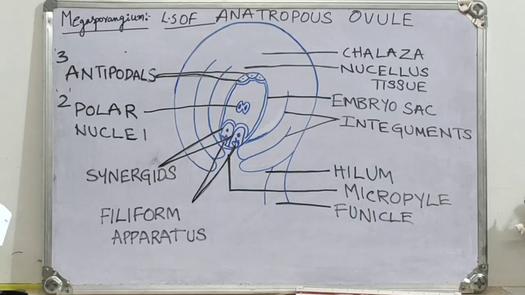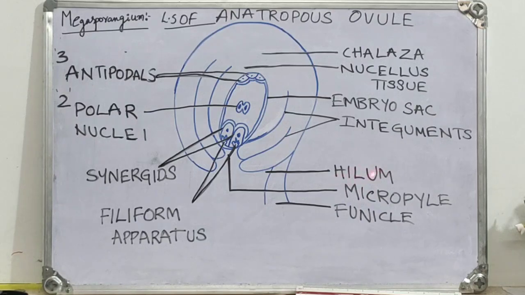First of all, the ovule is a small structure attached to the placenta. This ovule is attached to the placenta by a funicle. This is a stalk-like structure which is called funicle. So it is attached to the placenta. The body of the ovule fuses with the funicle, so this entire ovule body fuses with the funicle in the region called hilum.